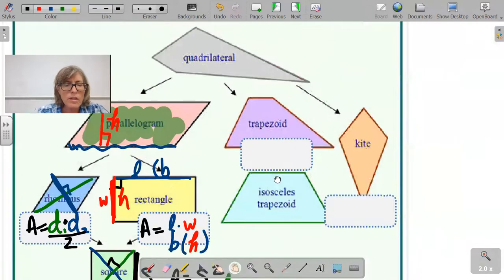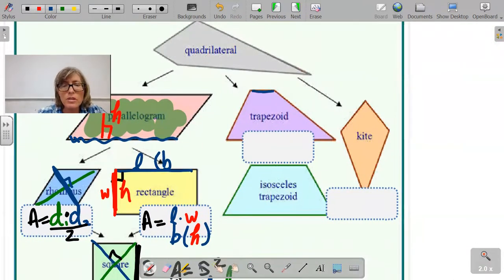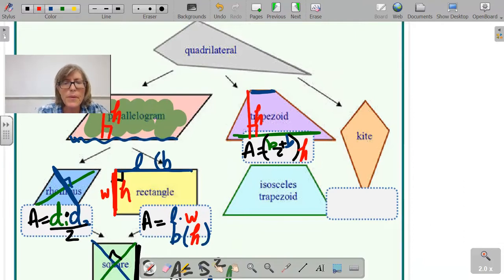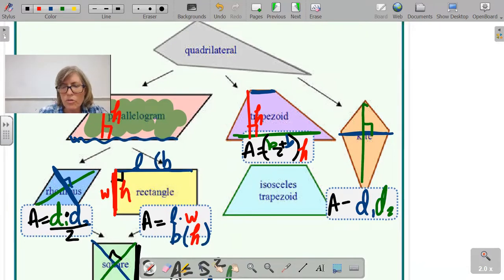Trapezoid is the average of the bases, since there's now 2 of them. So base 1 plus base 2 over 2, average of the bases, times again the height, which creates a right angle. Kite, same as a rhombus because the diagonals are perpendicular, diagonal 1 times diagonal 2 over 2. This is the area formulas for the quad family tree.